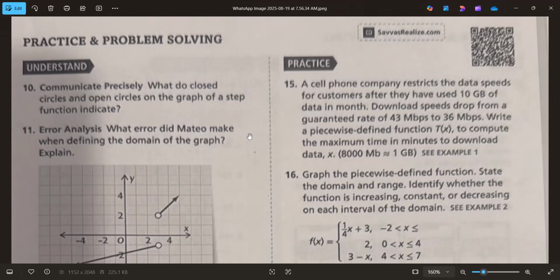See, you want to convert, first convert GB into megabits, because some things are given in GB and some are in Mbps. So change everything into Mbps. So 1 GB is approximately equal to 8000 megabits. It is given in the question already.